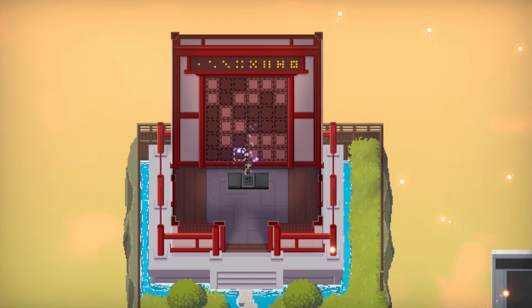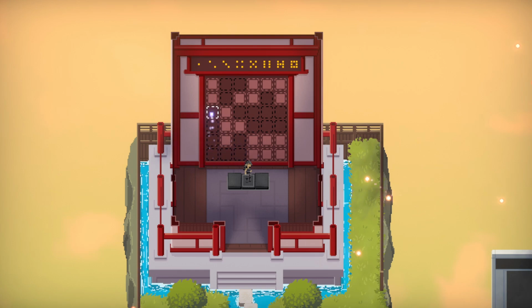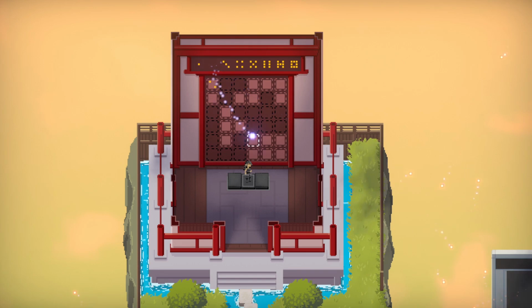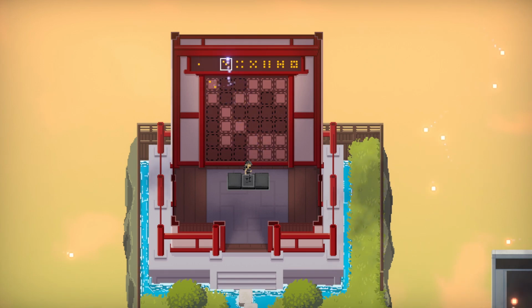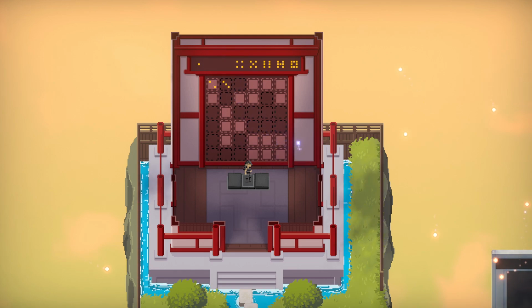1, 2, 3, 4, 5, 6, 7. 1, 2, 3, 1, 2. Okay, so 2 has to be here. This could be 1 and... No, it can't be 1 and 2. So it has to be 3. And that means that this has to be 4, because 1 and 3, 2 and 3 have to be here.